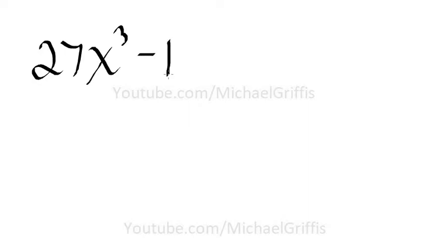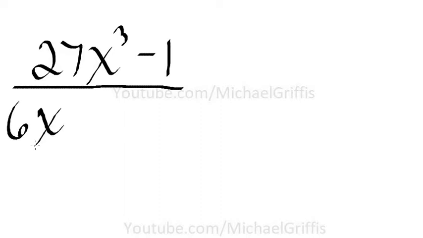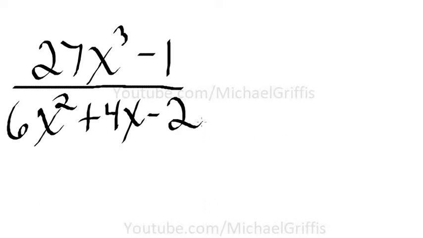All right, one more for this section here. We have 27x cubed minus 1 over 6x squared plus 4x minus 2. We have the difference of 2 cubes up in the numerator.